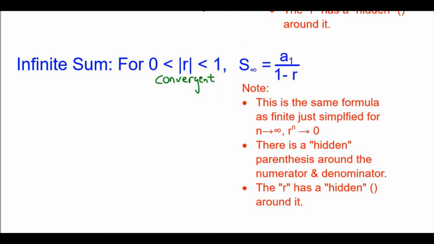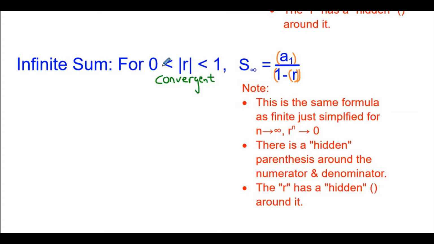There is a hidden parentheses again, but it is around this and around this. Why is it important? Well, we obviously understand why we need to simplify this, but you might think, well, what if that's just a number? Well, if r is between 0 and 1, that's always a fraction. And that's why it's important to remember that there's actually a parentheses there. And the r also can have a parentheses as well, because what if it's a fraction?